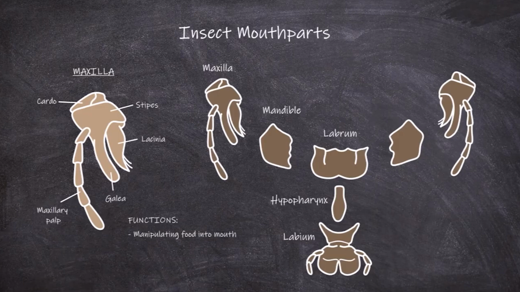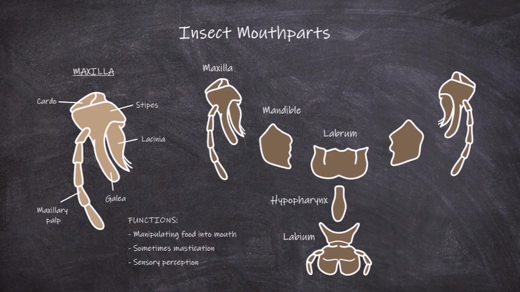The maxillae function in manipulating food into the mouth, and in some types of insects are involved in masticating food. The galea and maxillary palps also function in sensory perception using mechanoreceptors and chemoreceptors.